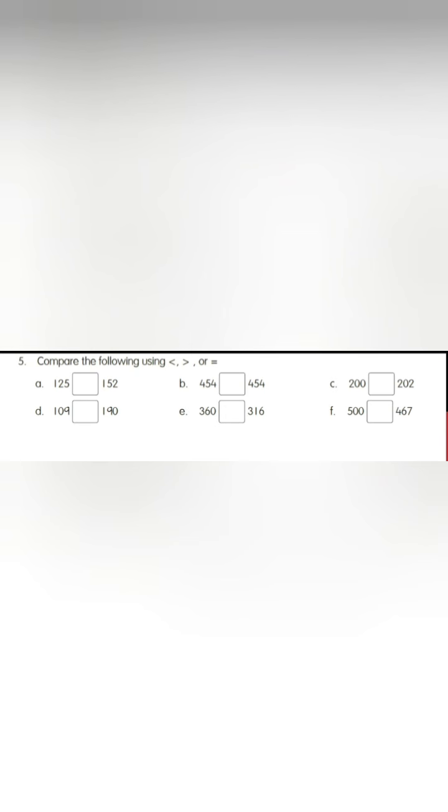Coming to the fifth main, that is compare the following using greater, lesser or equal signs. Here we have to compare these two numbers and insert the proper sign. So 125 and 152. Among these two numbers, 152 is the bigger number. So the crocodile mouth should be open towards the bigger number. So the first symbol you will insert in box A.